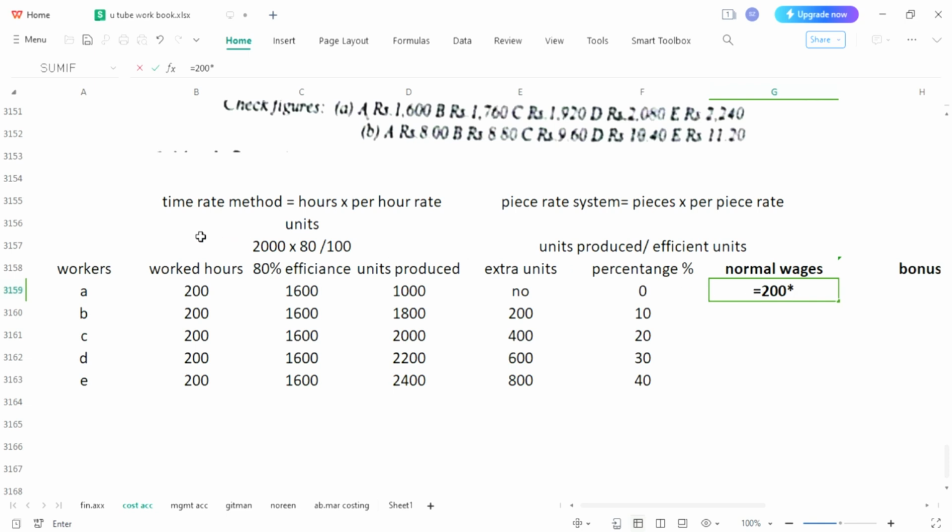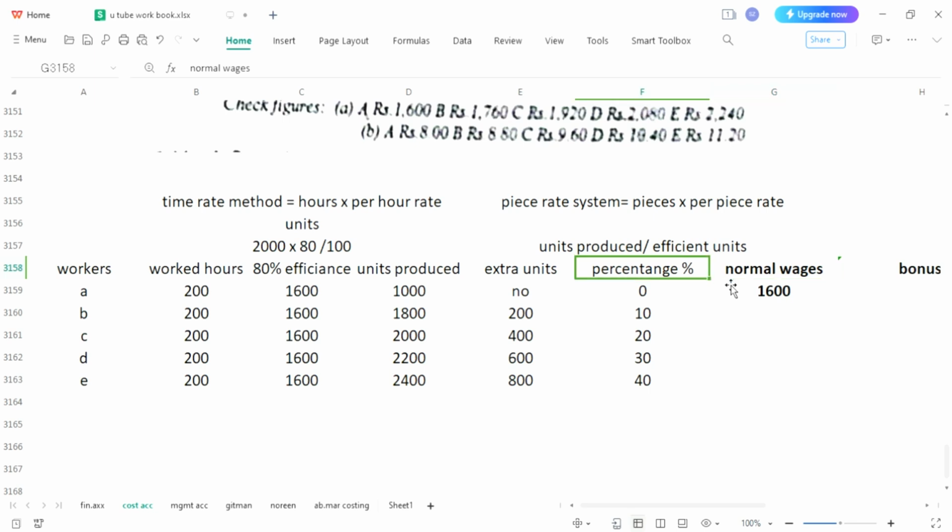Like I have earlier mentioned, whether from right or left, from direct or indirect, we are associated with these formulas. Time rate method is hours multiplied by per hour. And here you are calculating hours they have worked, 200, and per hour 8 is given in your question. So you have done the same thing.